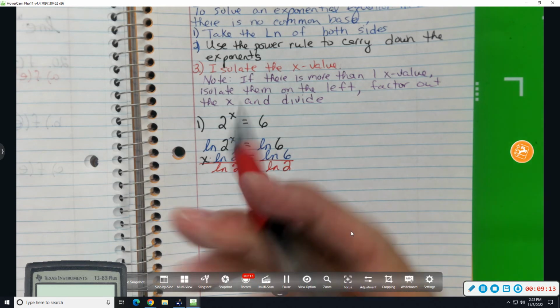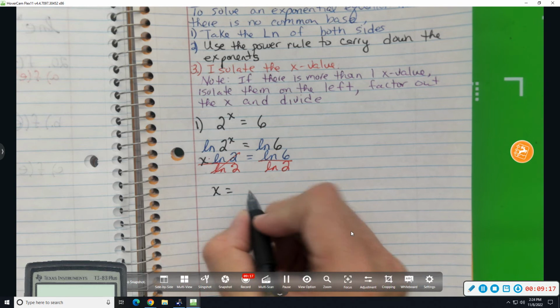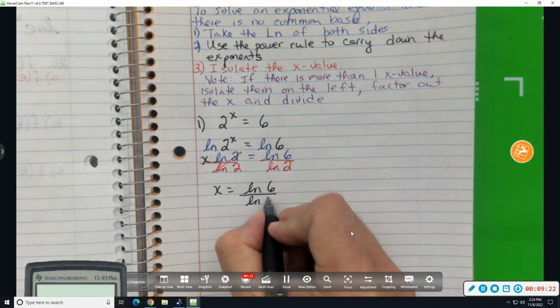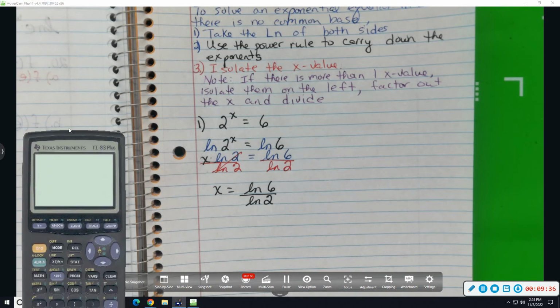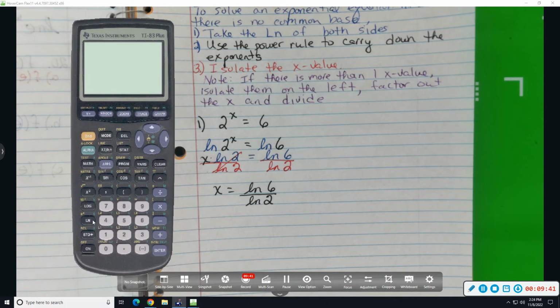And the ln 2's cancel. So we have x equals ln 6 over ln 2. The answer here is going to be messy decimal numbers. We haven't been using a lot of decimal numbers this semester until now. In order to punch this in, if your calculator is like this one, pay very careful attention to the parentheses.